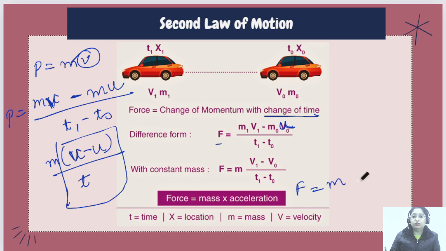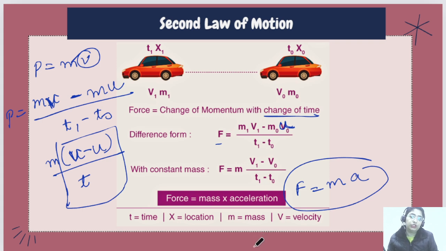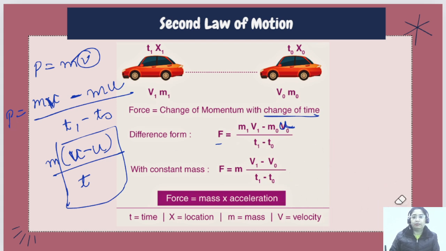F is equal to ma, a very famous formula for the second law of motion. This is the net force. I can also write it like this: a is equal to F net upon m. A is equal to F net upon m.